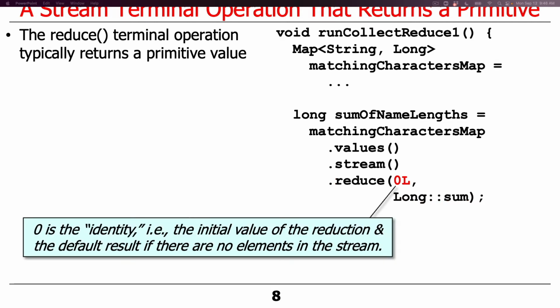The value 0 that's passed in here is the so-called identity value. And it does two things. It provides the initial value for the reduction, so we start at 0 in this case. And it's also the default result if the stream has no elements in it. Now, in this case, there will be elements in the stream, but that's not always the case. So if there are no elements, that's the default value that gets returned, even if there's nothing in the stream at all.